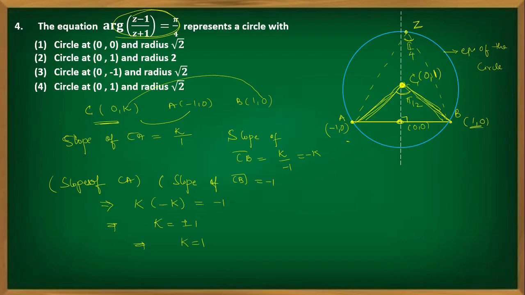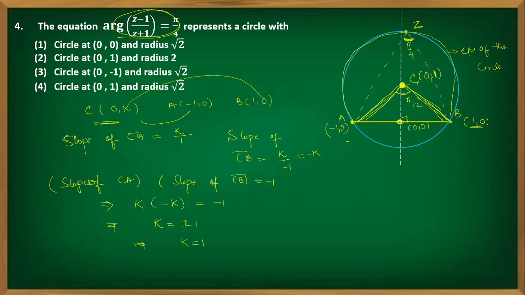Now why did we get k equal to minus 1? k equal to minus 1 means the center is below the x-axis, but it is not correct. Why? Because here the angle pi by 4 is an acute angle. An acute angle is always formed at a point on the circumference on the major arc. So this is the major arc, right? The acute angle is formed in the major arc and the obtuse angle is formed in the minor arc.